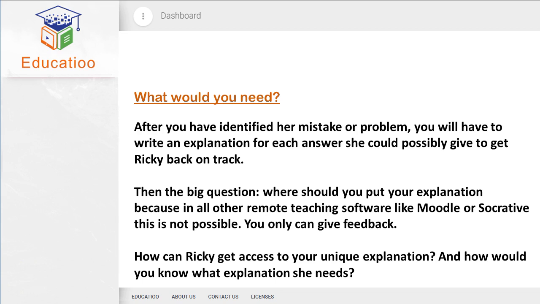Then the big question, where should you put your explanation? Because in all other remote teaching software like Moodle or Socrative, this is not possible. You only can give feedback. How can Ricky get access to your unique explanation? And how would you know what explanation she needs?